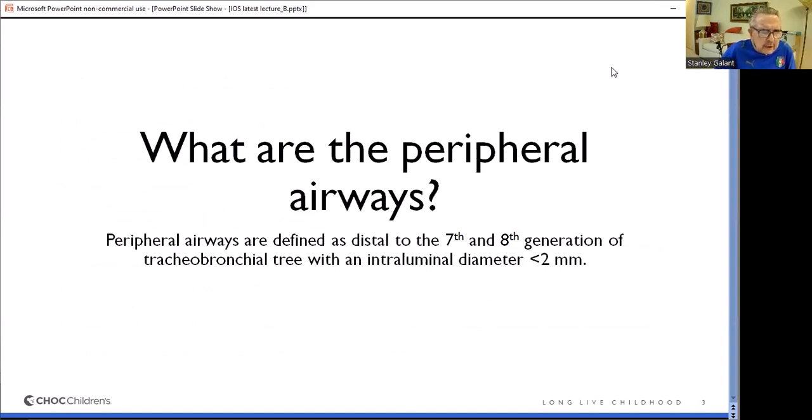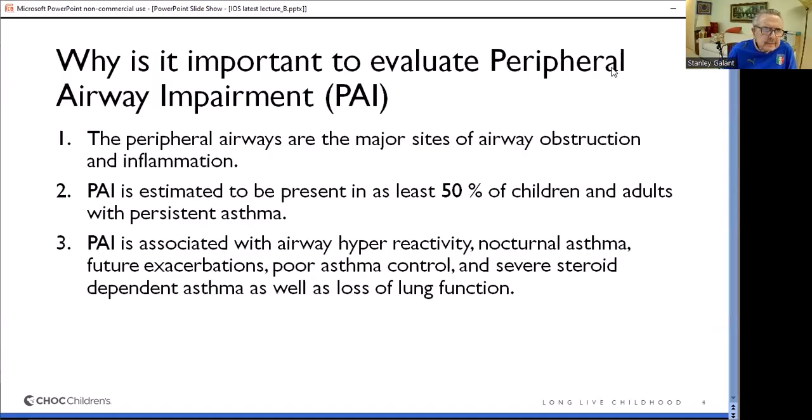What are the peripheral airways? When we talk about the peripheral airways, we're talking about the airways, the tracheobronchial tree, distal to the 7th and 8th generation, with an intraluminal diameter of generally less than 2 millimeters. Why is it important to evaluate the peripheral airways and determine what I call peripheral airway impairment? The peripheral airways are the major sites of airway obstruction and inflammation, particularly in those with persistent asthma, both in adults and children. Peripheral airway impairment is estimated to be present in at least 50% of children and adults with persistent asthma.